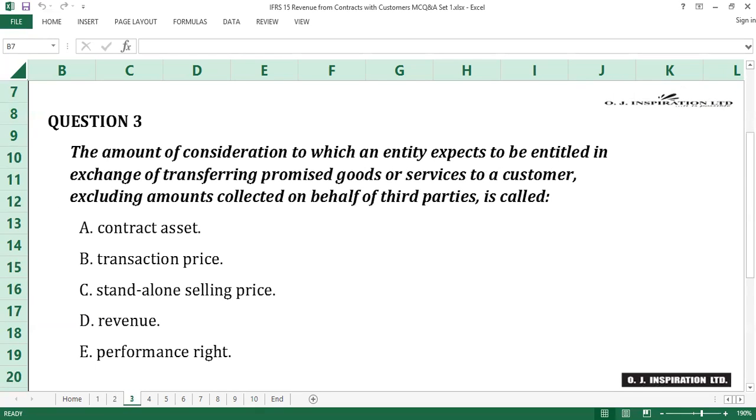Question number 3. The answer to question number 3 is B, transaction price. Transaction price is the amount of consideration to which an entity expects to be entitled in exchange for transferring promised goods or services to a customer, excluding amounts collected on behalf of third parties. Revenue is the portion of transaction price recognized for a period when certain criteria or conditions are met. B is the answer to question number 3.